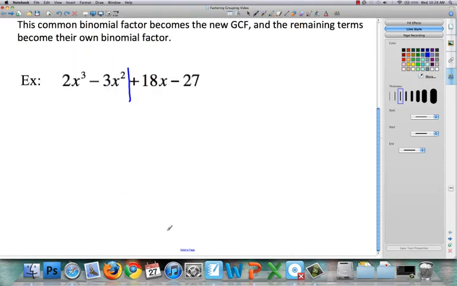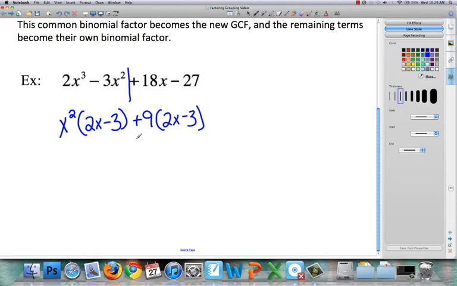If we're looking at our first binomial here, 2x cubed minus 3x squared, we want to think of a GCF. In this case, our GCF would be x squared. If we factor out an x squared, we get 2x minus 3. For the second binomial, we want to again look for a GCF. Our GCF is a 9, but we want to write our sign as well. It's a positive 9. So when we factor out a 9, we get 2x minus 3.